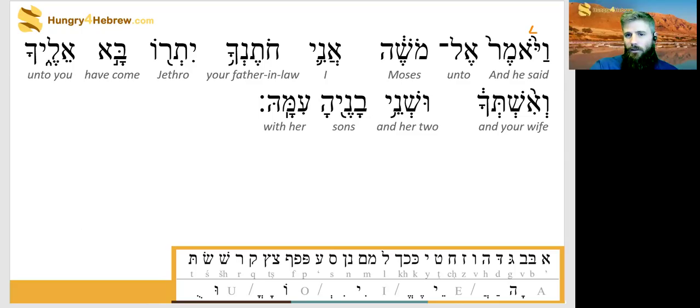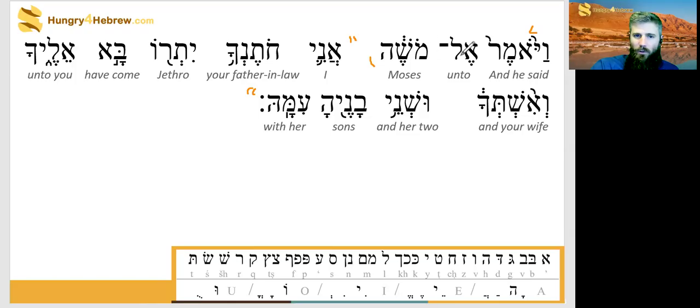Yitro, this is old news, bud. Why do you keep telling us this over and over? We already read the previous several verses. Anyway, here we go. Vayomer el Moshe. Got a pause right here. That's probably where the quote starts. Ani chotencha Yitro ba elecha ve'ishtecha ushne vaneha imach. Okay, I think this is where the quote ends, but at any rate, it's the end of the verse. So I'm going to put an end quote here.